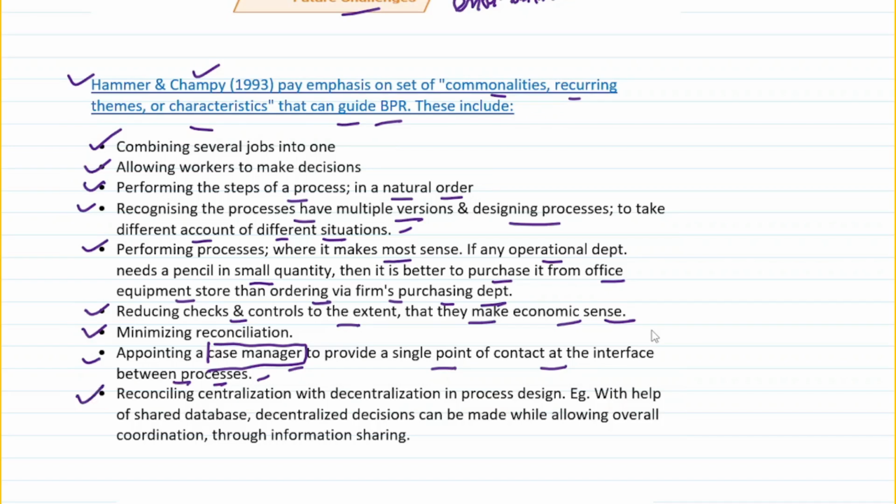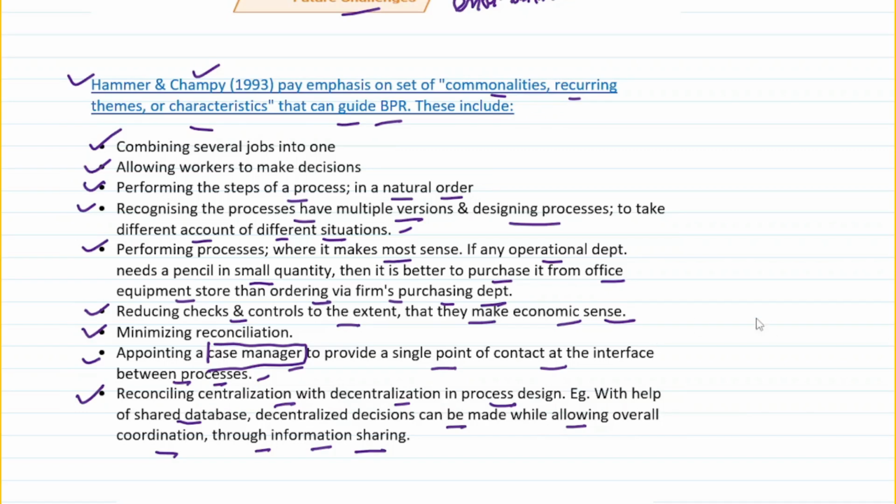And finally, reconciling centralization with decentralization in process design. What does it mean? Or rather, we should understand with an example. It says with the help of a shared database. Shared database means everyone will have access to it. Decentralized decisions can be made while allowing overall coordination through information sharing. So shared database simply means sharing of information. Here all the decentralized decisions can be made while allowing overall coordination.